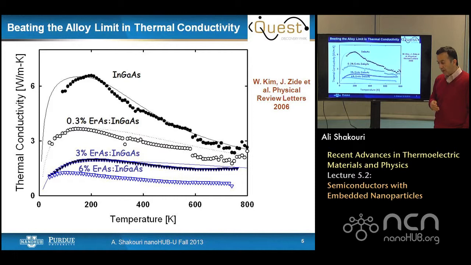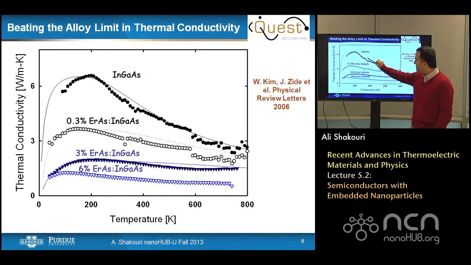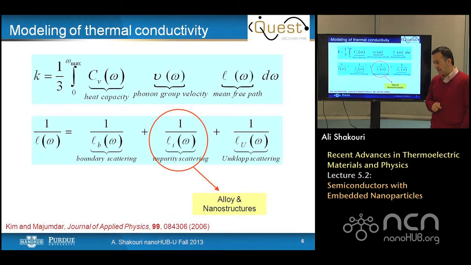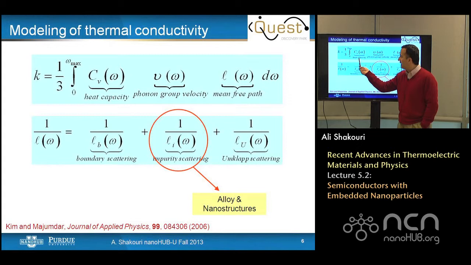First question is, why is the thermal conductivity reduced so much? These solid and dashed lines are a simulation done by Woochul Kim et al. The method is actually what you learn in week two in Professor Lundstrom's lectures. Thermal conductivity is shown as an integral of a heat capacity, phonon group velocity, and mean free path.